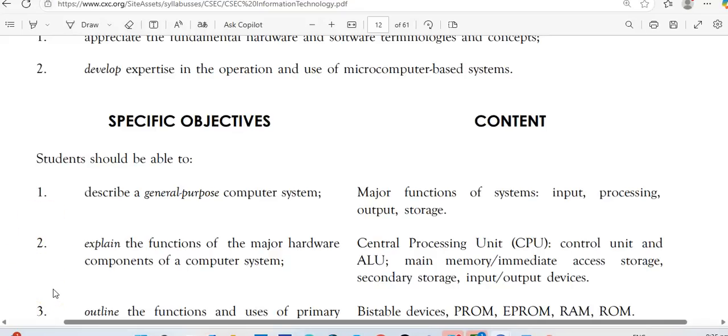Now, the output function refers to the process of displaying or producing the results of the processing operation. This can be done through various output devices such as monitors, printers, speakers, and projectors. The output function allows users to view or hear the results of the processing operation.